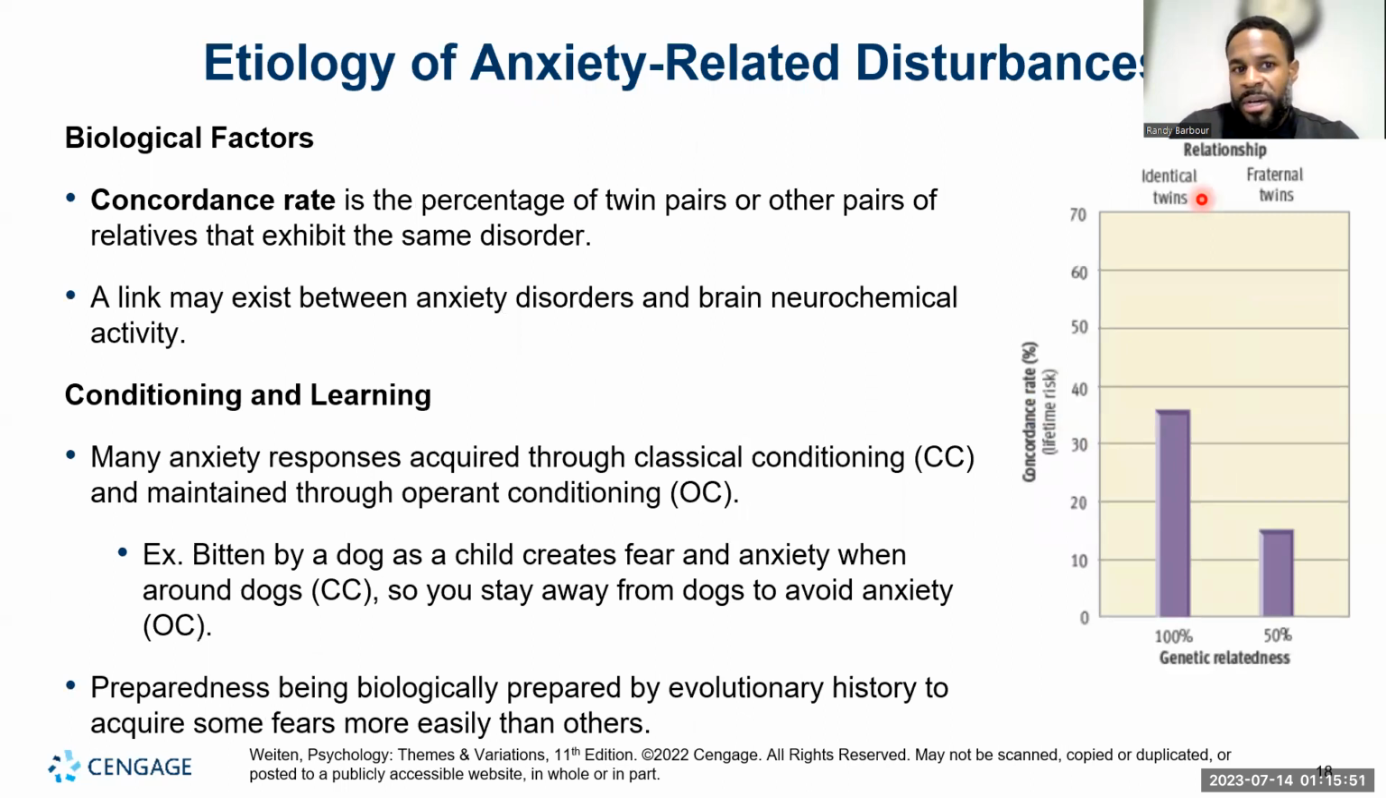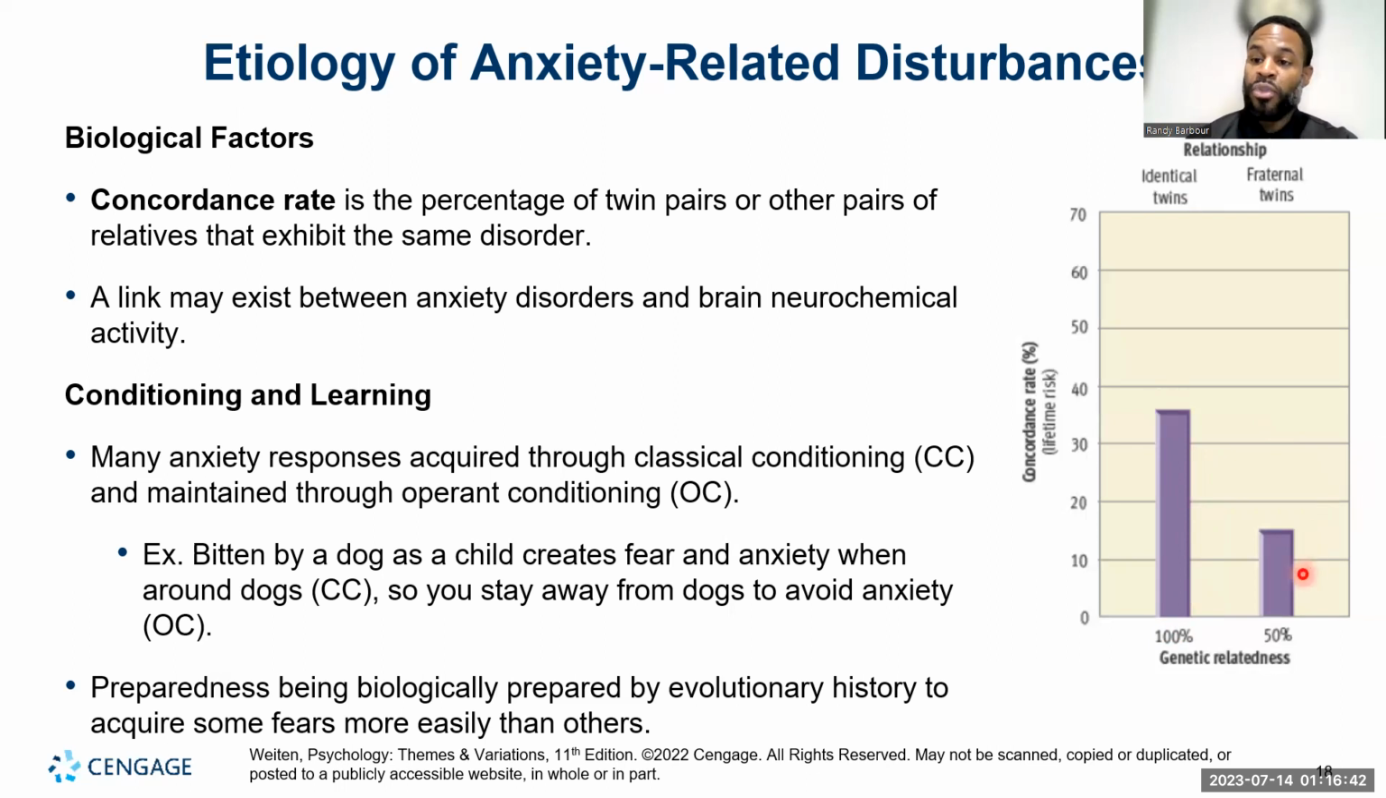Okay. So what is the etiology or causes of anxiety-related disturbances? There are some biological factors. When we think about biological factors, the key term here is concordance rate, right? The concordance rate is just the percentage of twin pairs or other pairs of relatives that exhibit the same disorder. So if one twin has an anxiety disorder, this chart says there's a lifetime risk of the other twin having the anxiety disorder 35% of the time. Twins share 100% of their genetic relatedness, and about 35% are concordant.